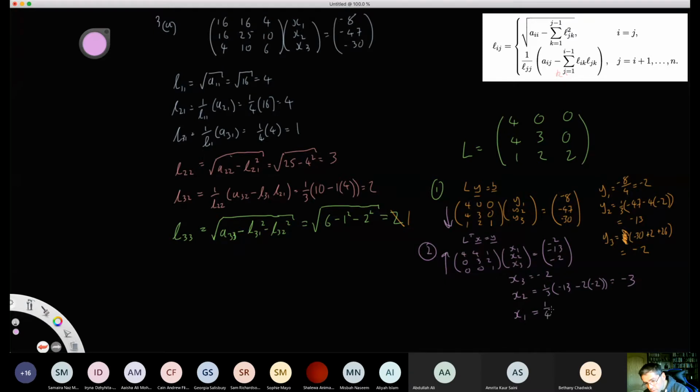So x1 is one quarter of minus 2 minus 4 lots of x2 minus 1 lot of x3. Okay, so minus 2 plus 12 is 10, plus 2 is 12, divided by 4 is 3. Okay, so that's our solution. So x3 is minus 2, x2 is minus 3, and x1 is 3.